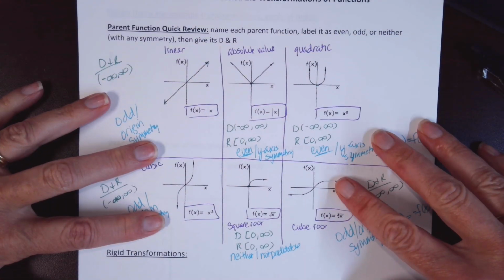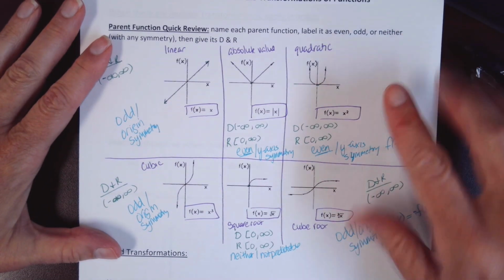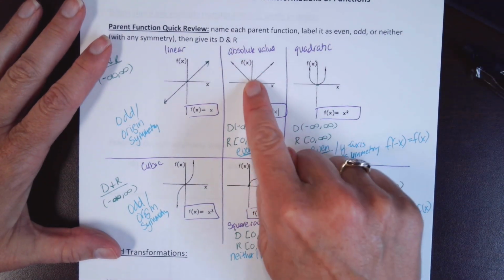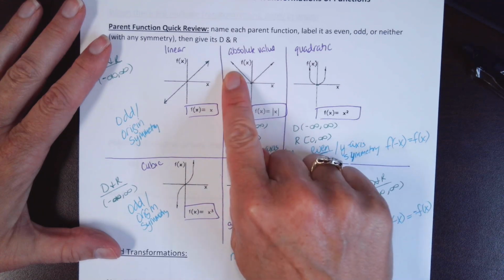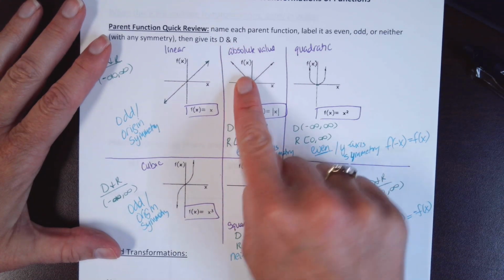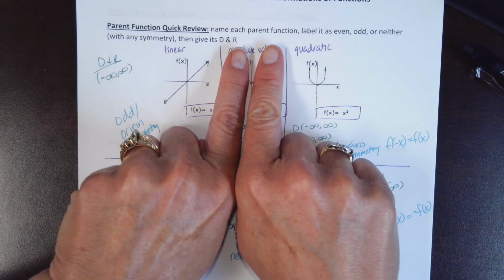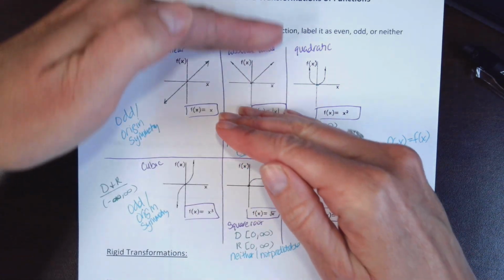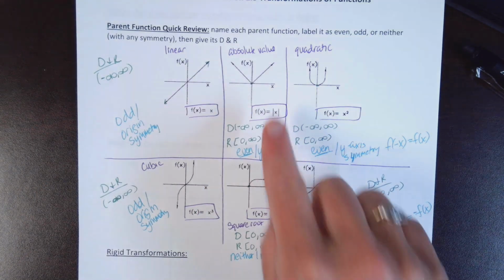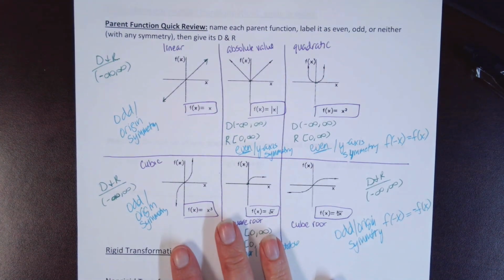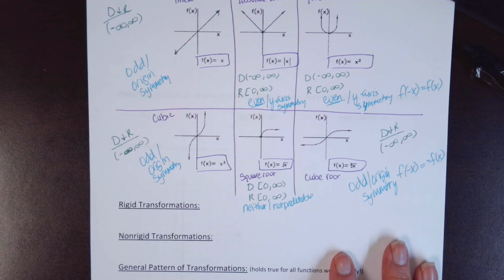Remember, these are my parent functions. They're the most basic of each type. But I can take, for example, this absolute value V, and shift it left or right, up or down. I can flip it upside down. I can stretch it out so it gets skinnier. I can squish it together so it opens wider. It's still an absolute value V.